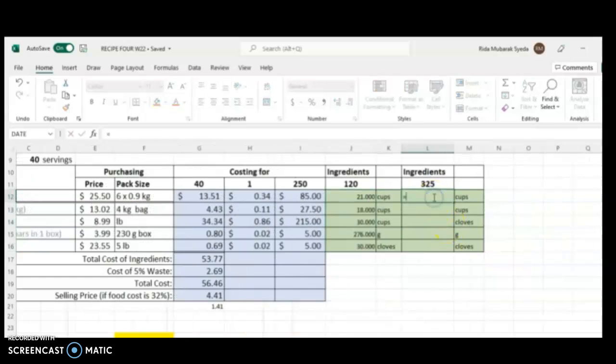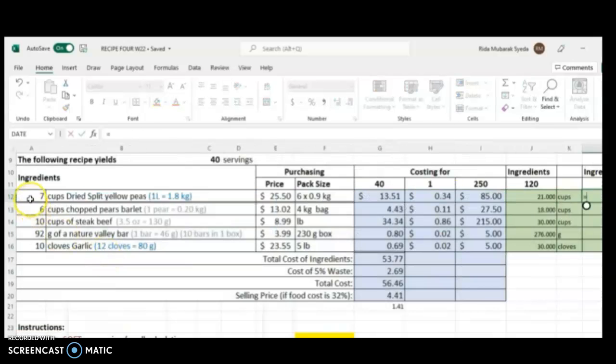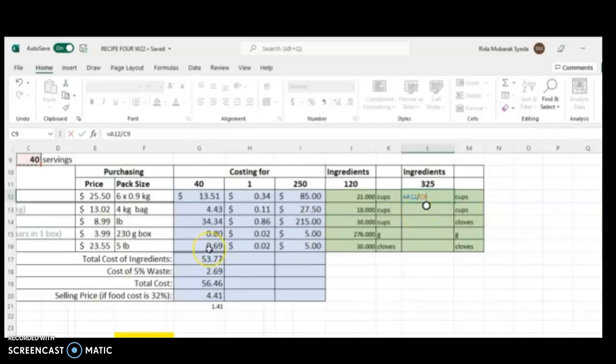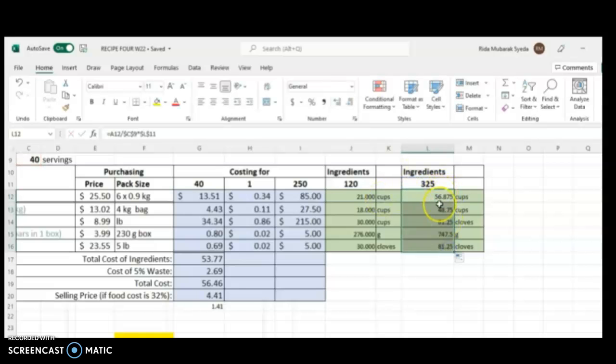And we'll do the same thing for the next one. It'll be equal sign 7 divided by 40. And then it'll be absolute cell referencing again over here. So the absolute cell referencing times 325, absolute cell referencing, enter. And again, I'm going to stick to the 3 decimal places. I'm not going to change that. And okay, over here, let's increase the decimal, and I'm going to autofill it so it copies for all my other ingredients. And there you go.